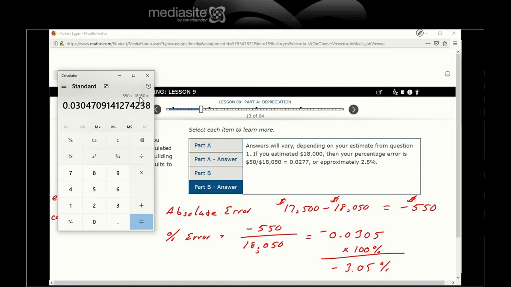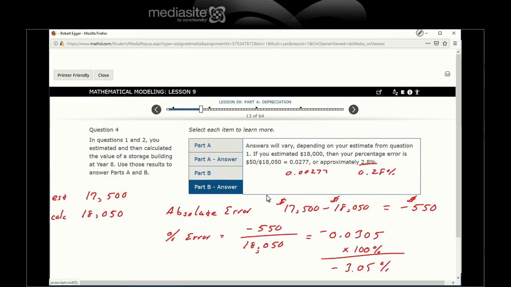Divided by 18,050 times 100. That guy looks way low. Yeah, they're up by a decimal point. It should be 0.00277 or 0.28 percent. Got him. Okay, little divergence here. Gee, has that never happened before?